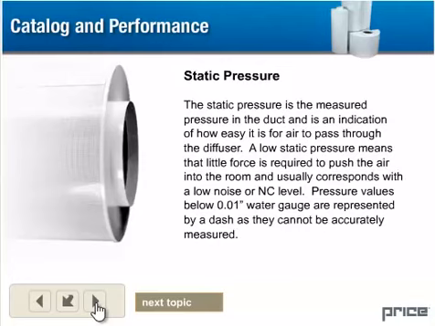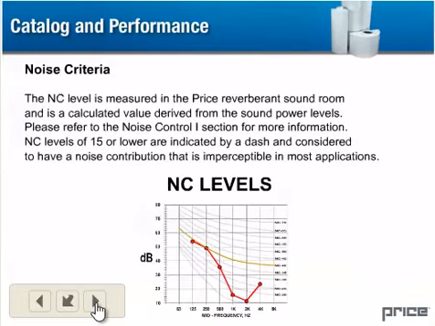A low static pressure means that little force is required to push the air into the room and usually corresponds with a low noise, or NC level. Pressure values below 0.01 inches water gauge are represented by a dash, as they cannot be accurately measured. The NC level is measured in the Price reverberant sound room and is a calculated value derived from the sound power levels. Please refer to the Noise Control 1 section for more information.